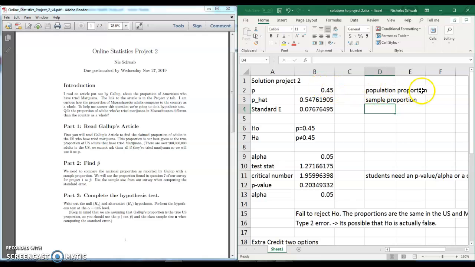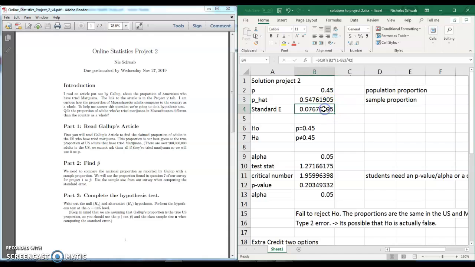This is our population proportion, and I said what it means in words. P hat, that is our sample proportion, right? That's from our class. That was 23 students said that they had smoked marijuana, and you hear the difference there, right? Smoked versus trying. 23 students said they had smoked marijuana out of the 42 that took the survey from the class. That gave us this sample proportion, right?